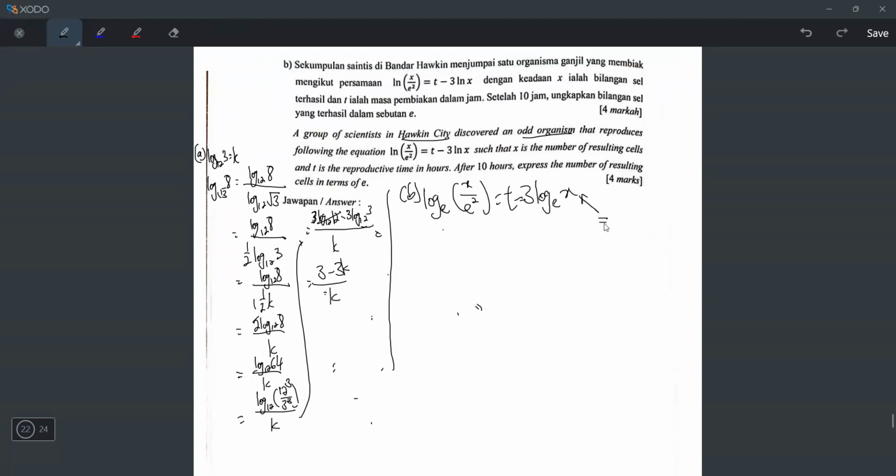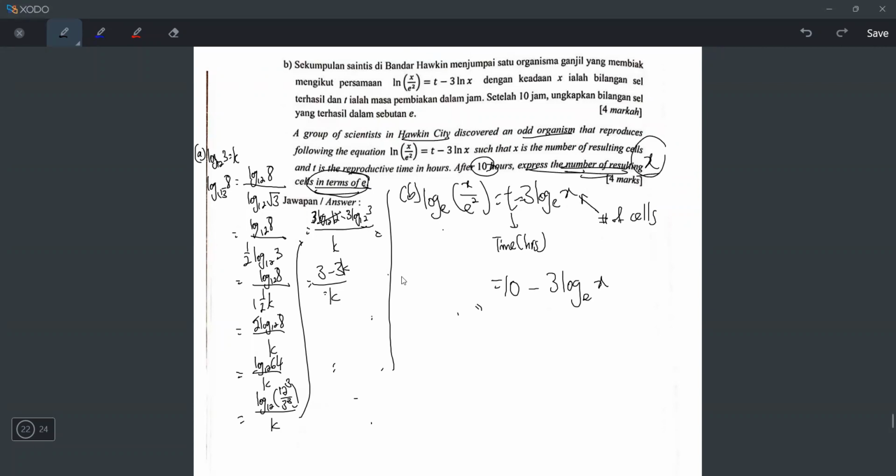X represents what? Number of cells. And then t represents what? Time in hours. Okay, and then they say after 10 hours, express the number of resulting cells in terms of e. It means they don't want you to round the e. They want your answer to have the e. So don't round the e later. And then 10 hours means I will replace the t with 10. So it will be 10 minus 3 log base e of x, right? And then later I have to find x because they say express number of cells, means we are making x the subject later.